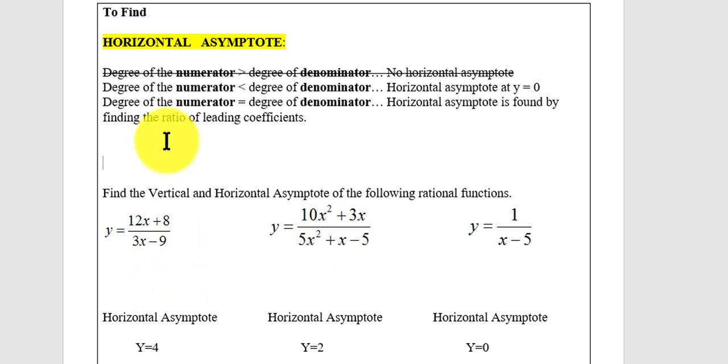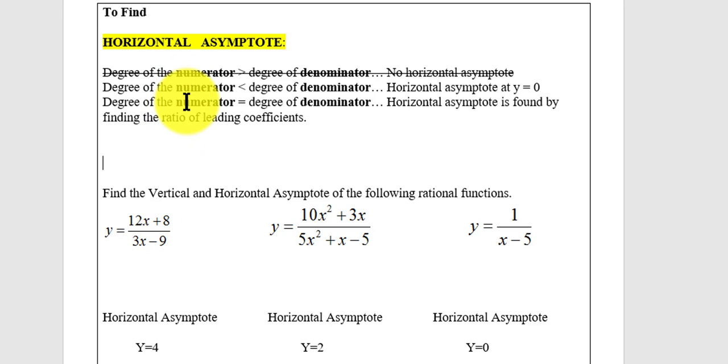So for the first problem, since my degrees are the same, right? The degree of my numerator is 1. The degree of my denominator is 1. You can take the ratio of leading coefficients. So 12 over 3, right? Ratio means division. 12 over 3 is 4, so the horizontal asymptote would be y equals 4. The second problem, my degrees are the same, x to the second, right? So the degrees are 2. So you take the ratio of leading coefficients, 10 divided by 5 is 2. Right? So horizontal asymptote would happen at y equals 2.